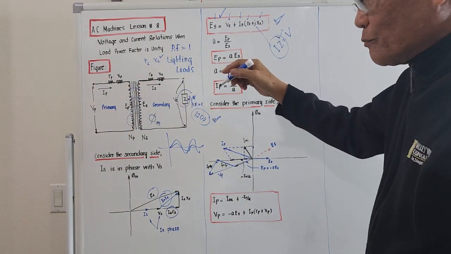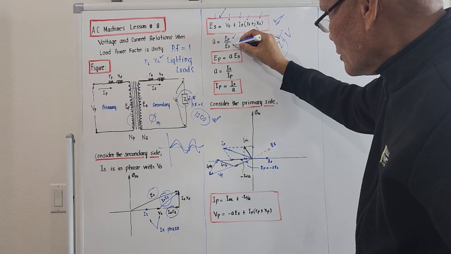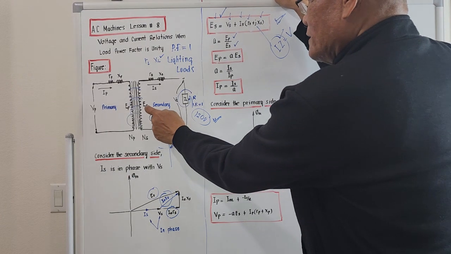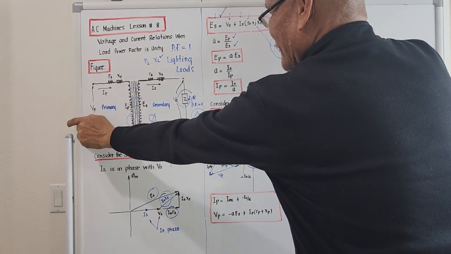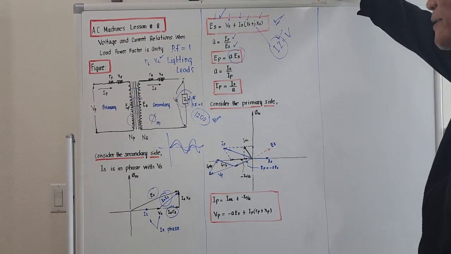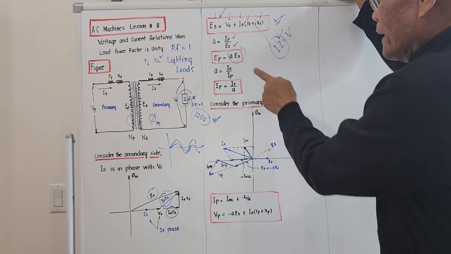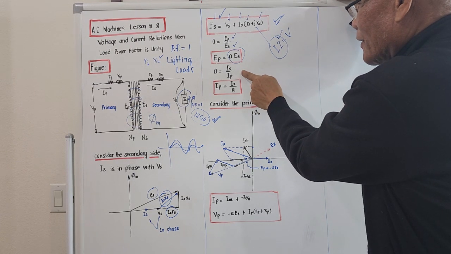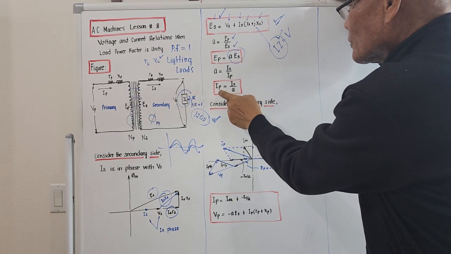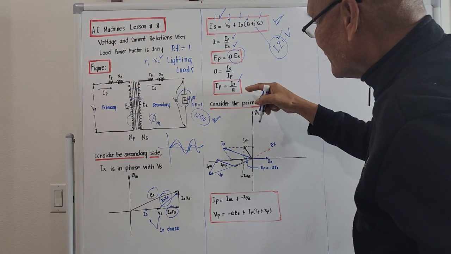By definition, transformation ratio is the ratio of the induced voltage on the primary over the induced voltage on the secondary. So if we try to refer this ES here with respect to the primary, it will be this equation here. And the other equation for the ratio of transformation is the ratio of IS over IP. So if we try to refer this IS with respect to the primary, I primary will be the ratio IS over A.